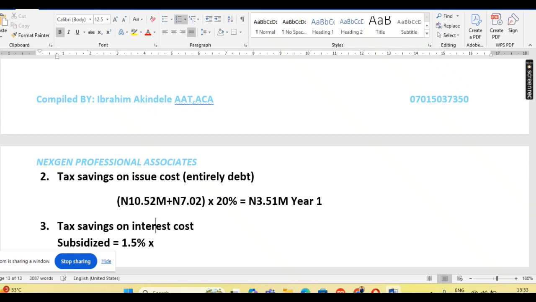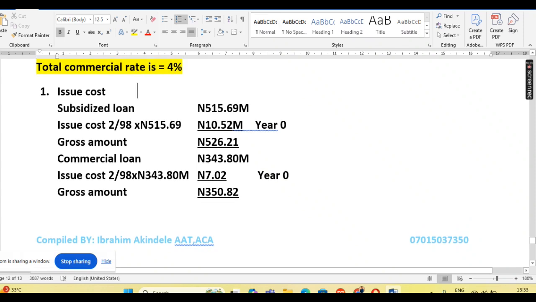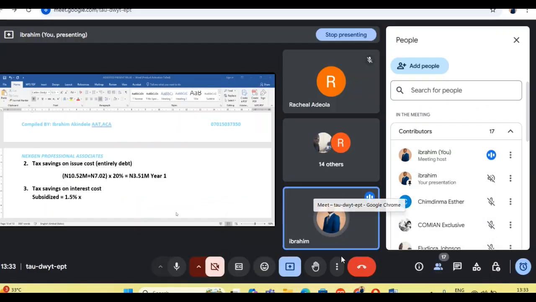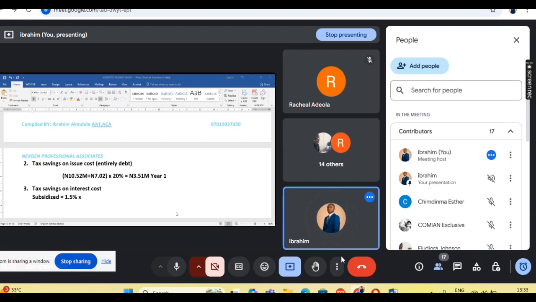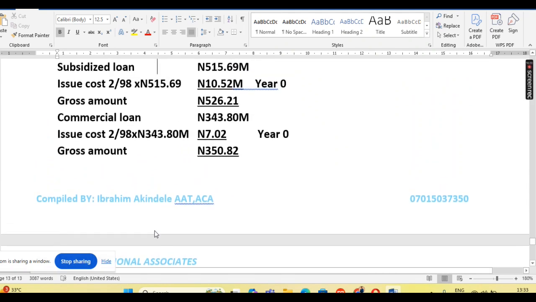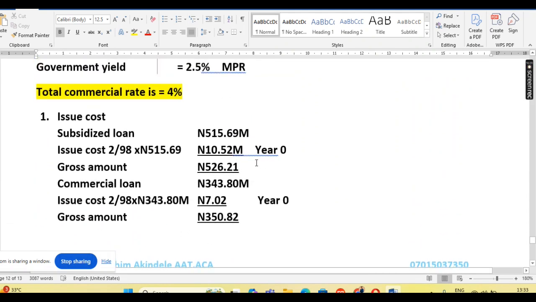859.49, you say? Who gave me that figure? Rachel, are you the one that gave me that figure? Yes, sir. Okay. Now, tax savings on interest cost, right? Class, what is the total cost of borrowing?